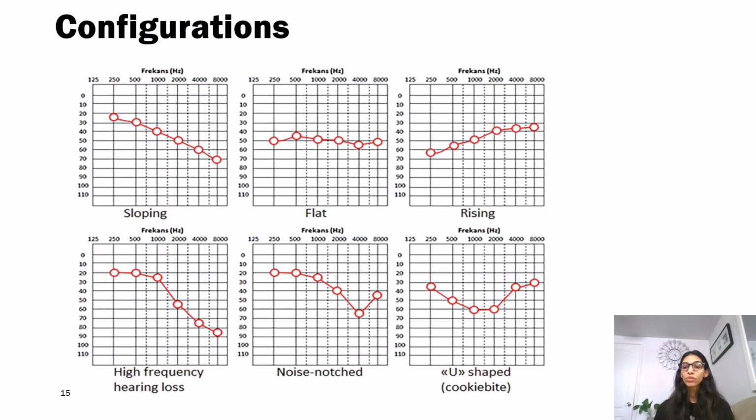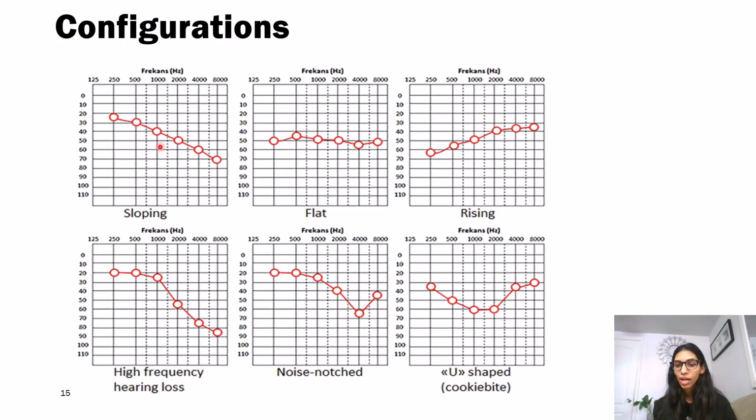Then there are different types of configurations. Based on the configurations, again, you can say what type of hearing loss. So here we have flat hearing loss. That is when there is less than 5 dB difference between each octave. So each of these are considered as octaves: 250, 500, 1K. So between these octaves, if you have less than 5 dB difference, then it is a flat audiogram.